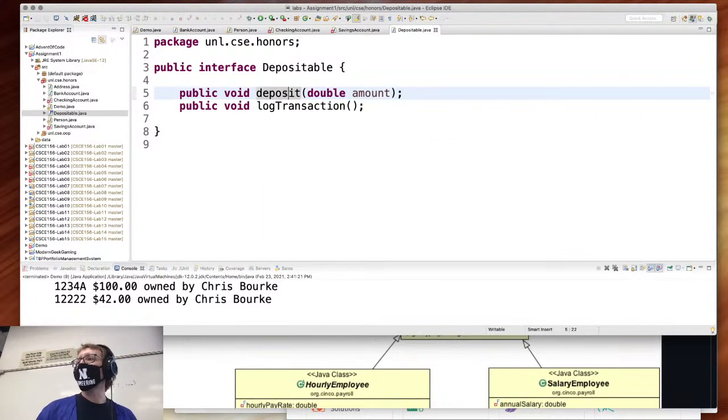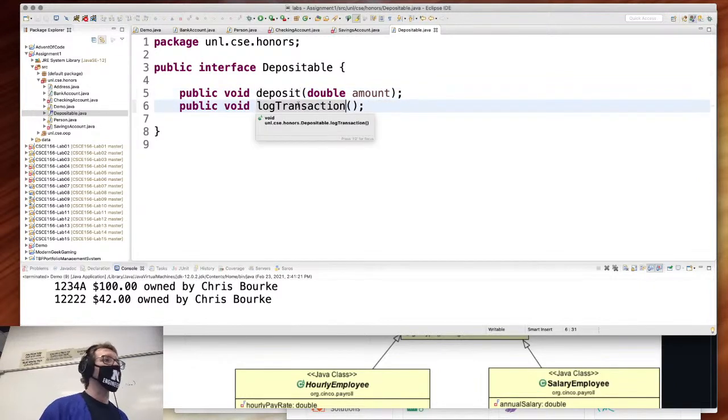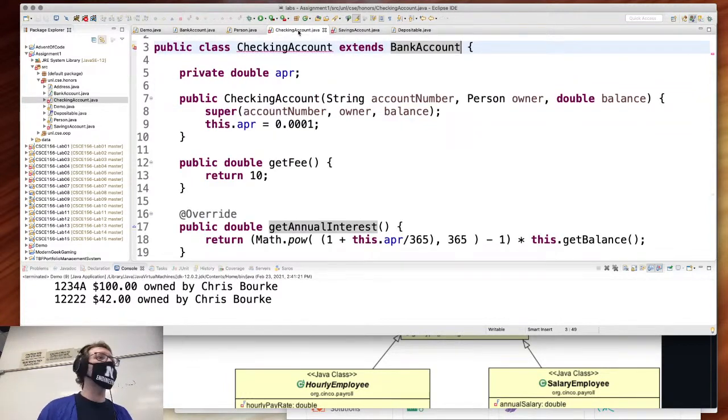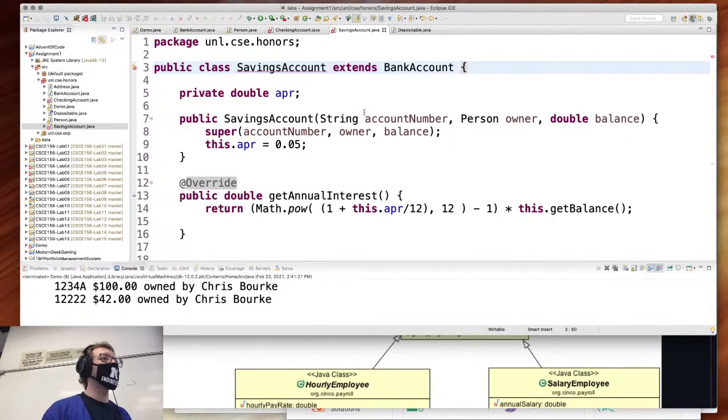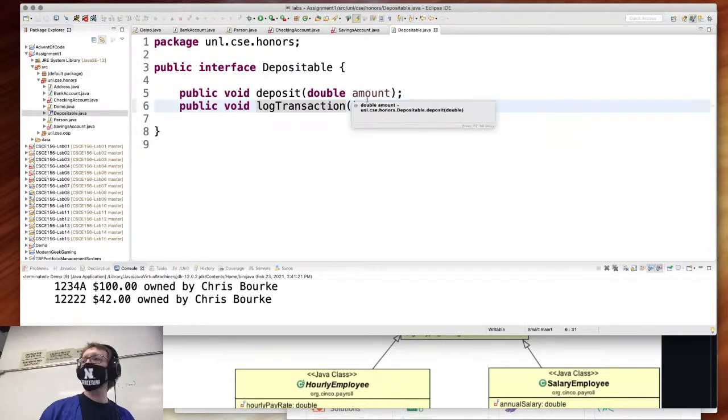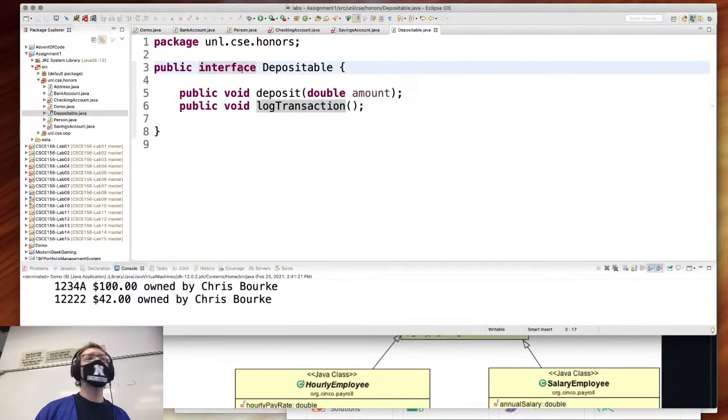All right, so they both have this deposit method. But now I am forced by this interface to also do log transaction. I don't want to do that. Maybe I'll do that for checking accounts. That seems reasonable. But now over here in savings accounts, I don't want that behavior, right? But it's locked me into it because I've said that this is depositable. And that goes to the I of the SOLID principles, that interfaces should be as small as possible. Most interfaces are only ever going to be one method, and that's it. Right?